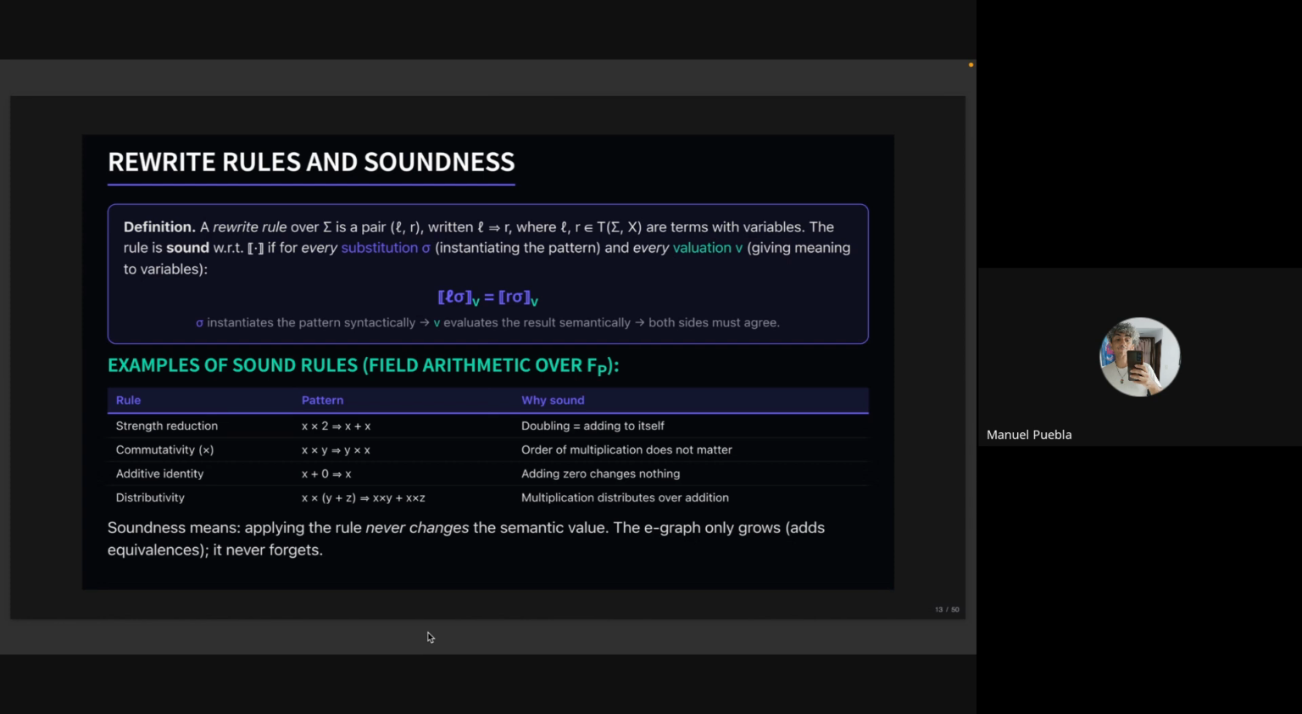This implies that we can have an e-graph, consider one of its nodes, and start scanning for all possible substitutions. We are going to keep the ones that are semantically equivalent. This means that the classes will grow. It's not going to delete terms.